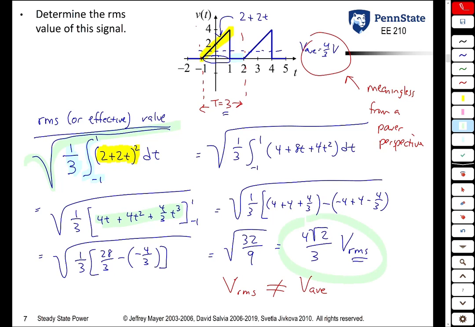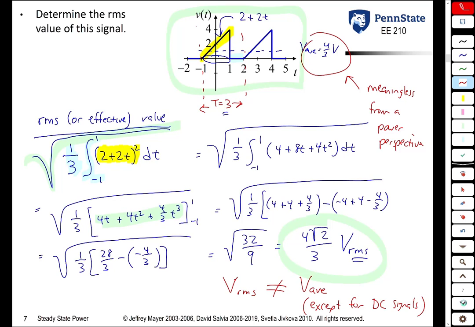And this number down here is basically the value of a DC source that would yield the same power dissipation as this signal up here. In other words, we're saying that this signal is like a 4√2/3 volt DC source from a power perspective. Once again, the RMS value does not equal the average value, except for DC signals. In DC signals, the average value is the RMS value.